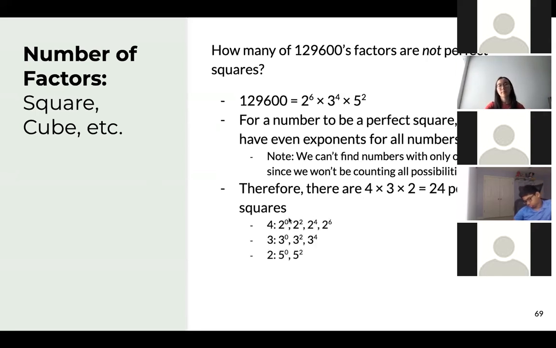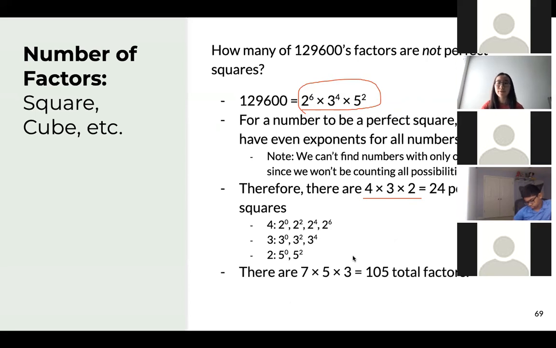So we're finding the number of perfect squares, and then we look for only the even exponents for all the numbers. So taking this prime factorization, like 2 to the 6th is the maximum. You can go 3 to the 4th, 5 to the 2nd, and you find how many even exponents there are that are smaller or equal to the prime factorization, if that makes sense. And then you just multiply the possibilities, and that tells you how many total possibilities there are.